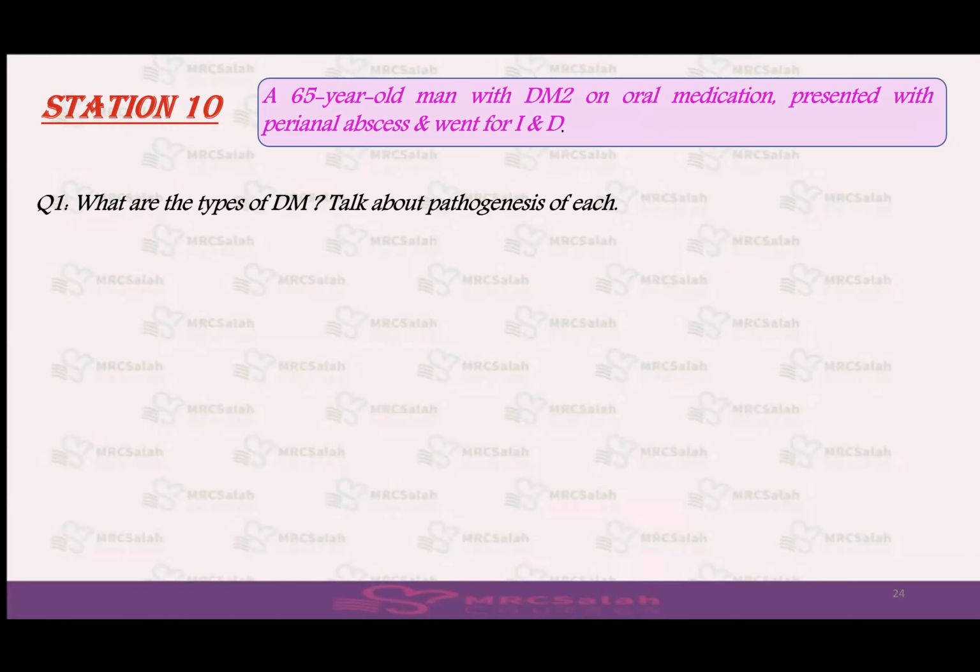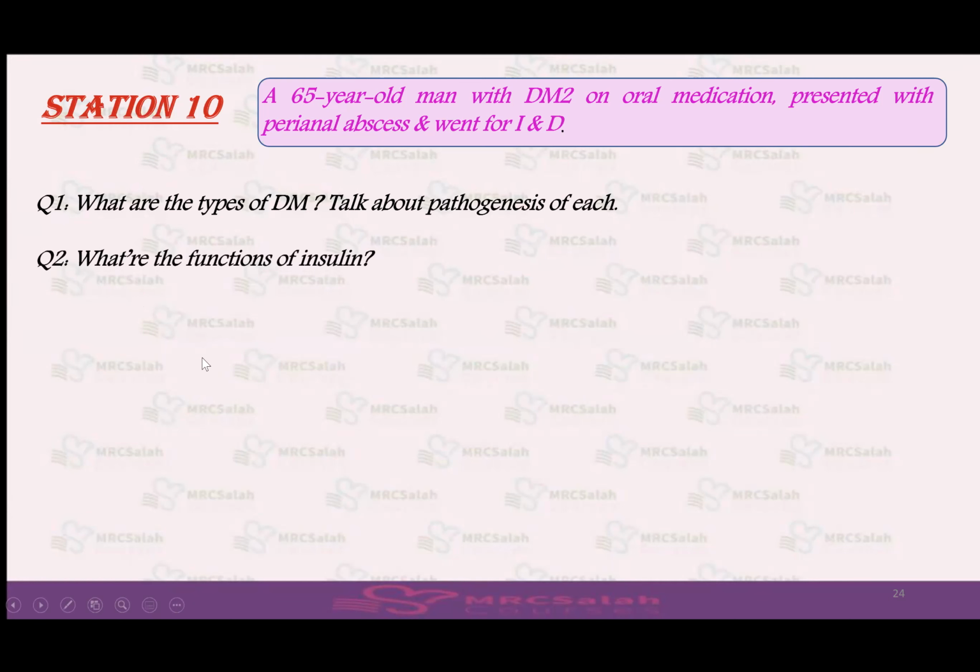There are two types of diabetes mellitus. Type 1 diabetes, where there is autoimmune destruction of the beta cells of the islets of Langerhans, leading to absolute insulin deficiency. In type 2, there is a combination of peripheral resistance to insulin and inadequate insulin secretion from the pancreas.